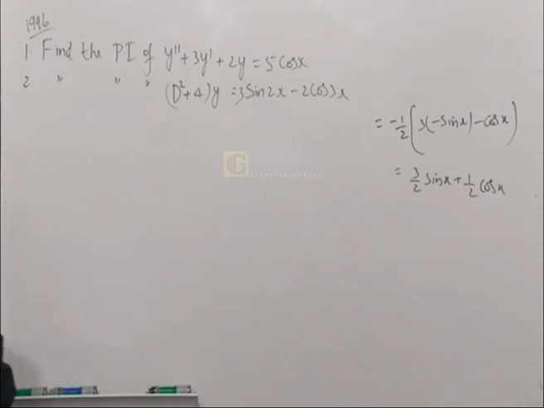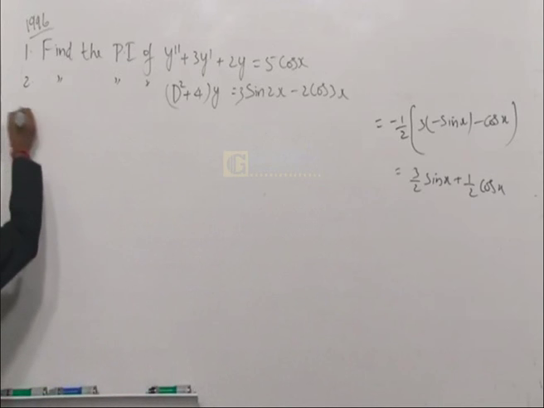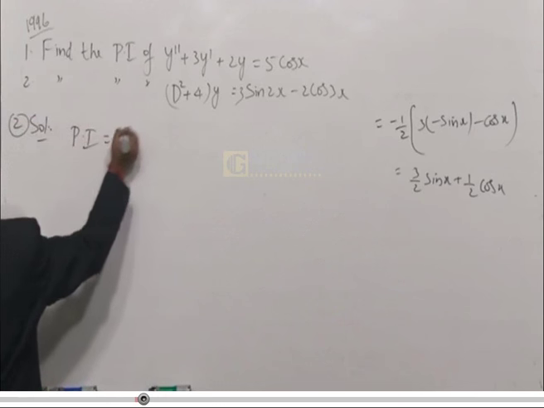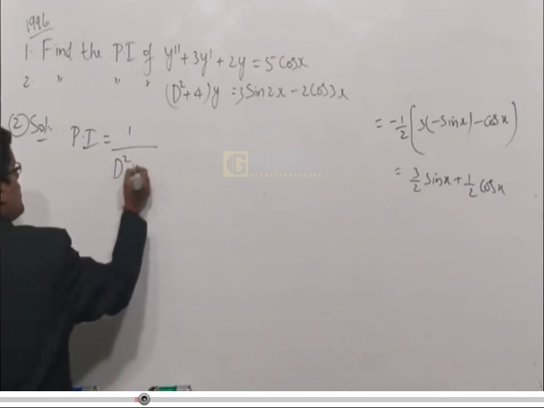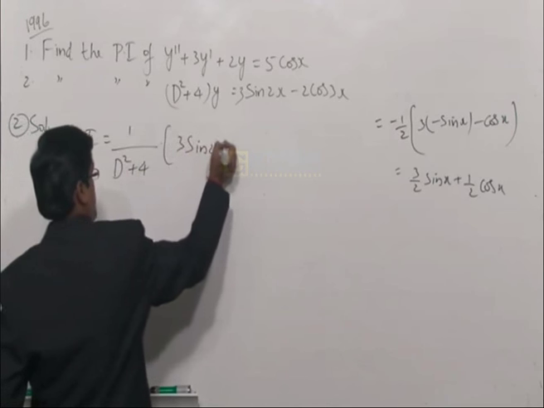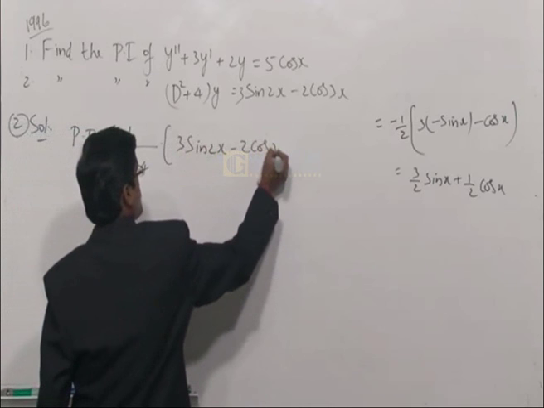Next, second solution. Already in operator form. PI is equal to 1 by D square plus 4 into 3 sin 2x minus 2 cos 3x.